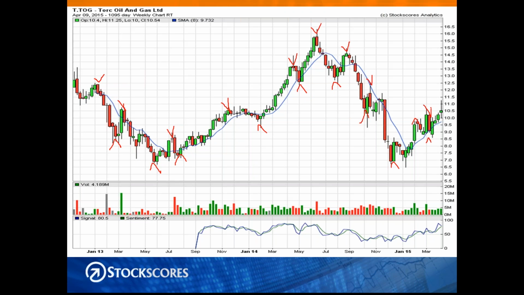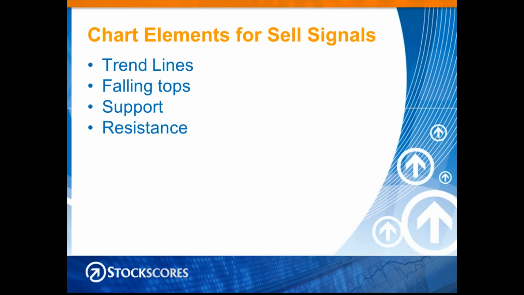And they're very important because they're what we use to determine when we should buy a stock and when we should sell. We're going to actually start to connect the dots with these inflection points. So moving along now, what are some of the key elements for knowing when to sell? Well, they are 4 things: trend lines, falling top, support, and resistance.